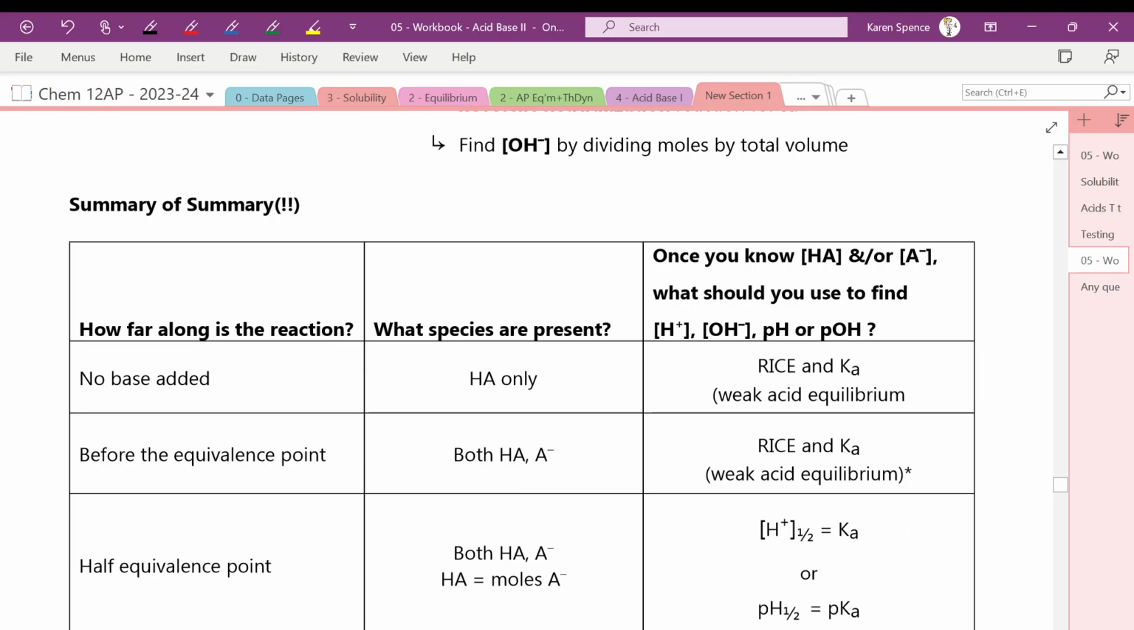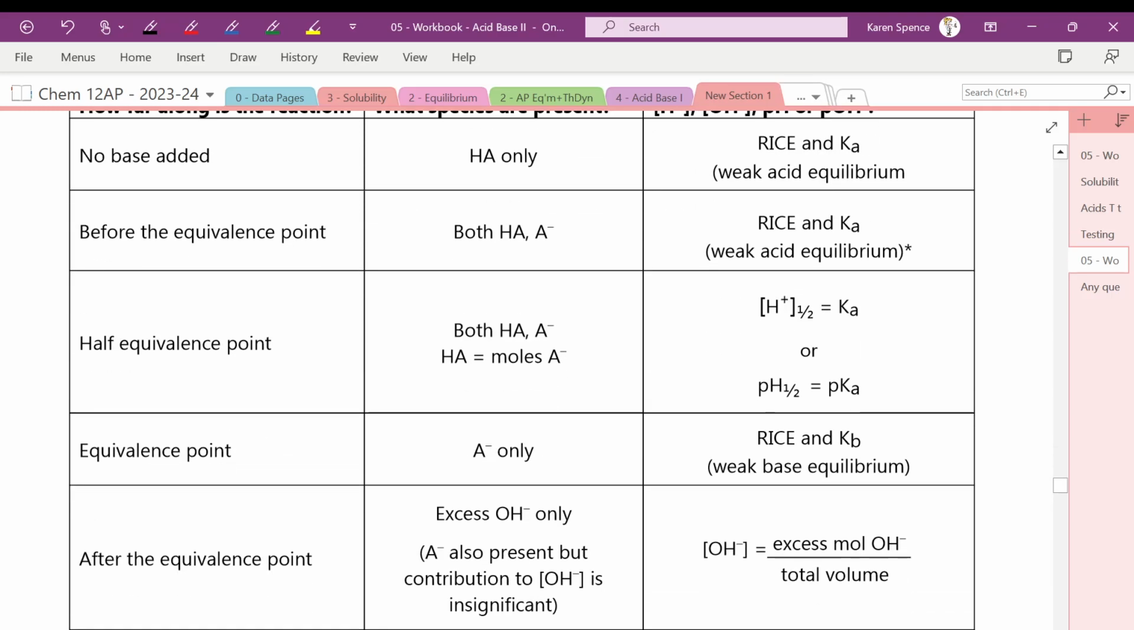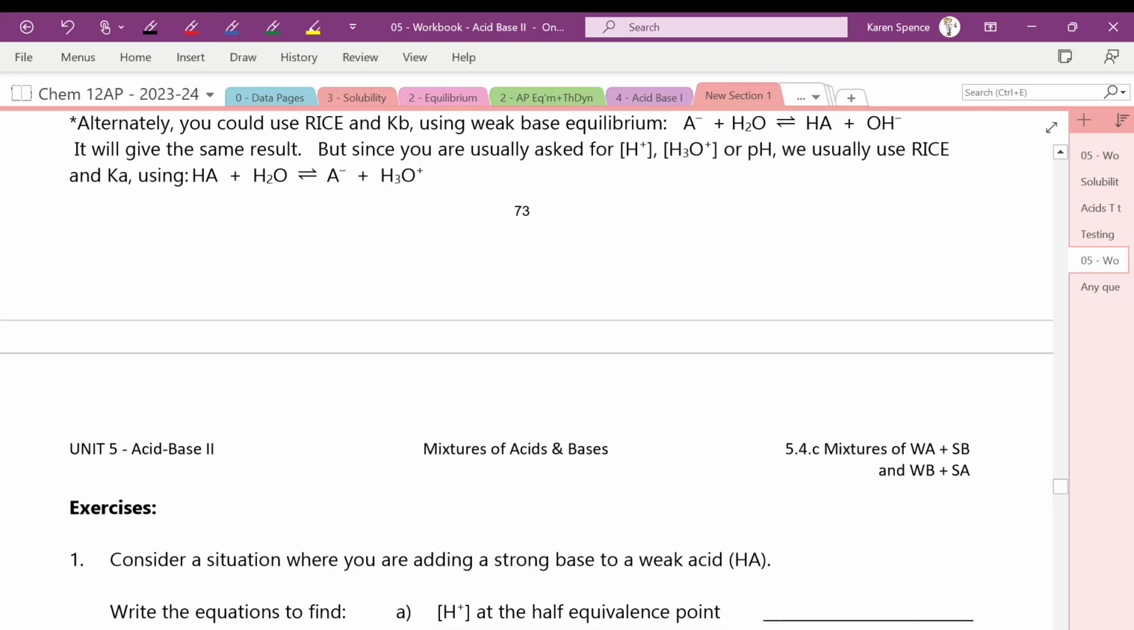Before the equivalence point, you have both HA and A minus. At the half equivalence point, you have both and they are equal. At the equivalence point, you have A minus only. And after the equivalence point, you have excess OH only.